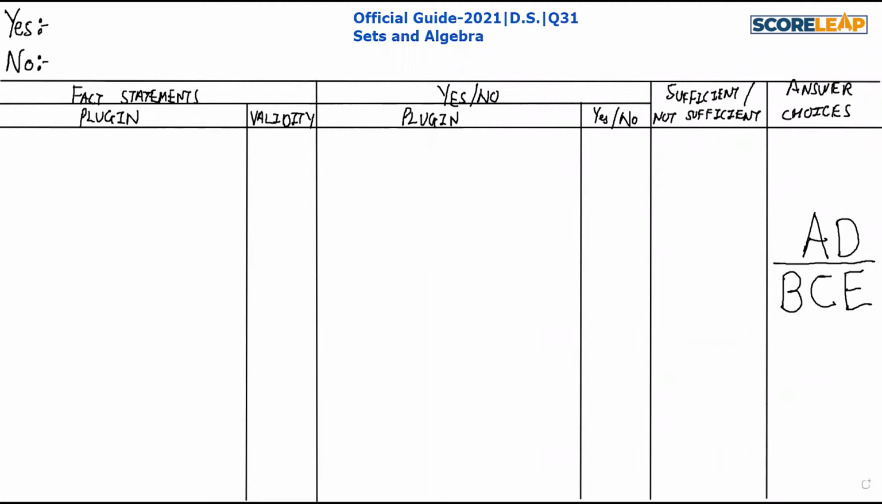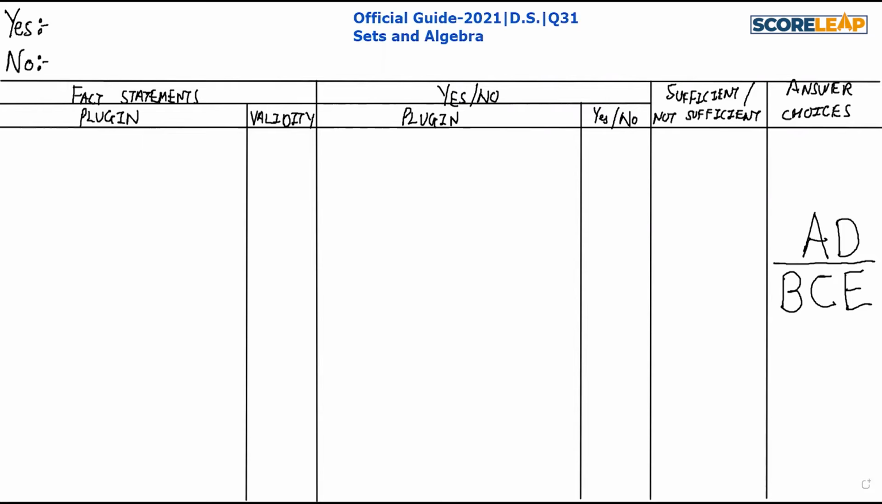Question 31. In this question, we are asked, is the number of members of club X greater than the number of members of club Y? So, this clearly is a yes or no type of problem. For yes or no type of data sufficiency problem, we make this yes or no table, and before that, we define yes and no. But before jumping to the question, let us see what is given.